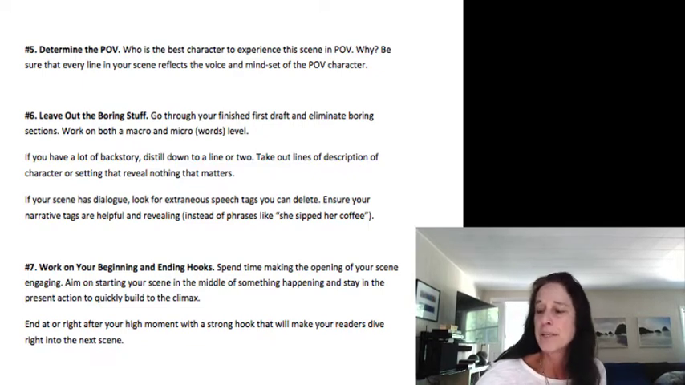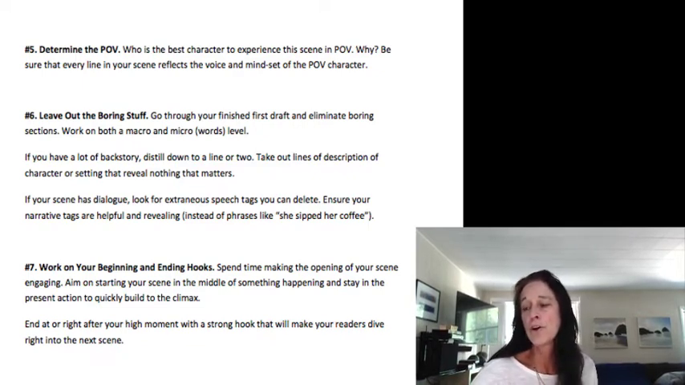Okay. Step 7, work on your beginning and ending hooks. Spend some time making the opening of your scene engaging. Yes, we know our novel has to have a hook at the very opening. The very first line of our novel has to have a hook. But every scene, I feel, should have some sort of a hook. It may not be dramatic. It might just be an opening line that helps you get right into the next scene. But I feel that the more you spend on making a really interesting opening to every scene, the better.